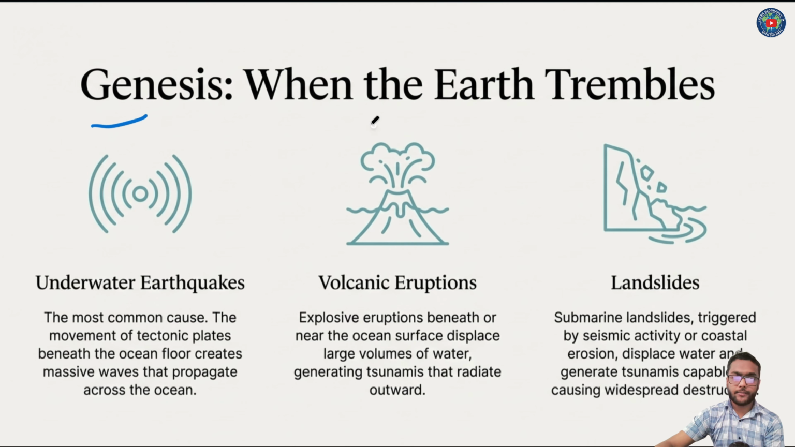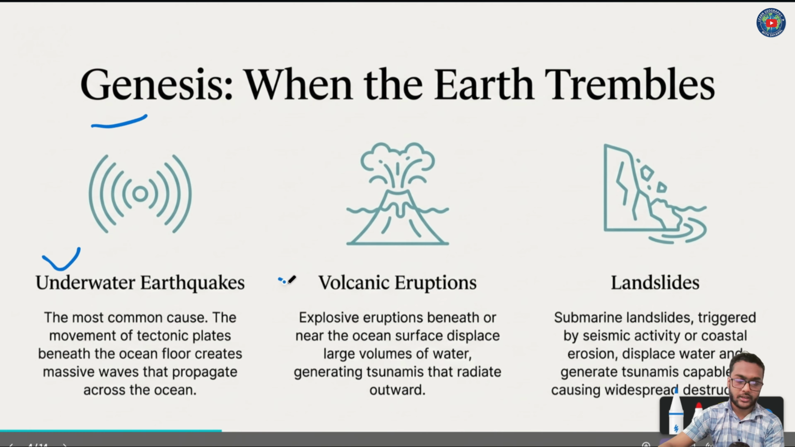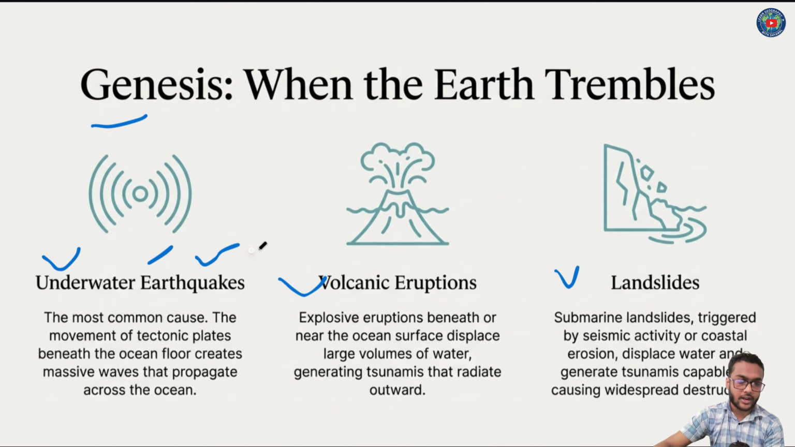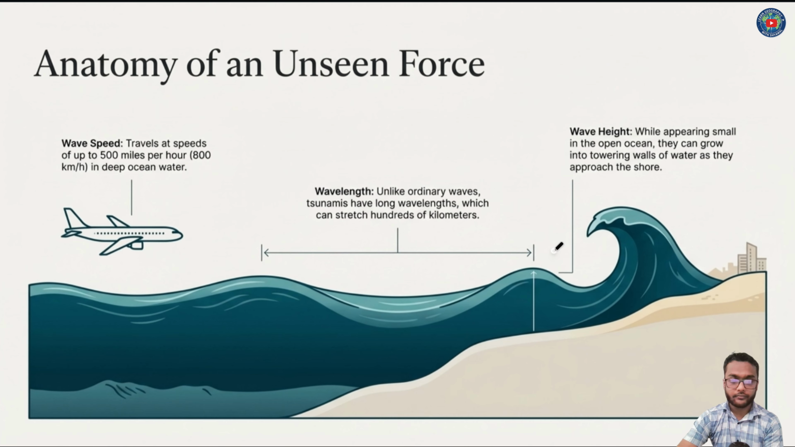Now, the genesis of tsunamis. Underwater earthquakes, the most common cause: the movement of tectonic plates beneath the ocean floor creates massive waves that propagate across the ocean. Then volcanic eruptions. Explosive eruptions beneath or near the ocean surface displace large volumes of water, generating tsunamis that radiate outwards. Landslides. Submarine landslides triggered by seismic activity or coastal erosion displace water and generate tsunamis capable of causing widespread destruction. These are the main causes of tsunamis: underwater earthquakes, volcanic eruptions, and landslides.